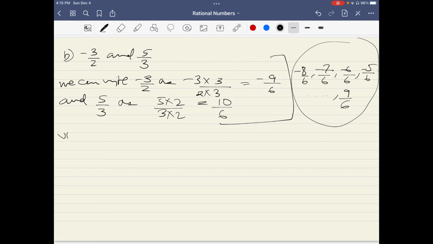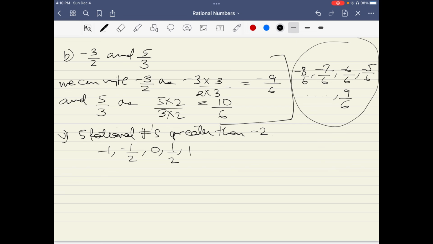Now, next question. Find 5 rational numbers greater than minus 2. Pretty easy. We know minus 1 is greater than minus 2, minus half is, 0 is, half is, and 1 is. So 5 rational numbers greater than minus 2 are minus 1, minus 1 half, 0, 1 half, and 1. That was really easy.